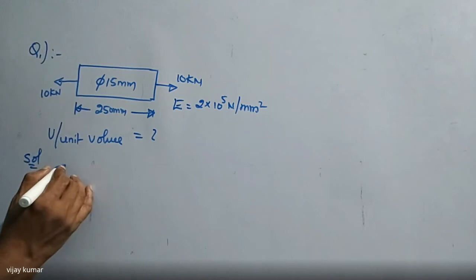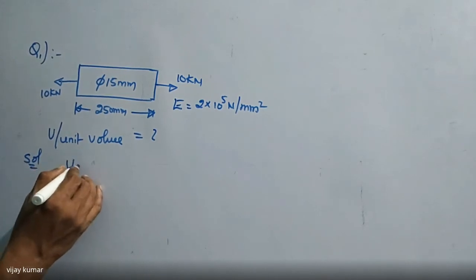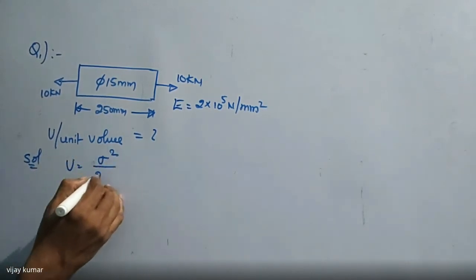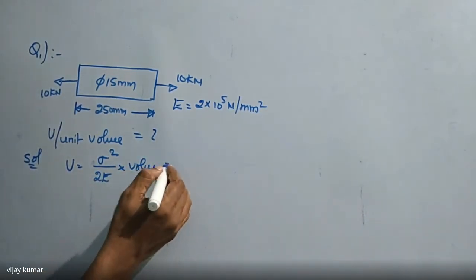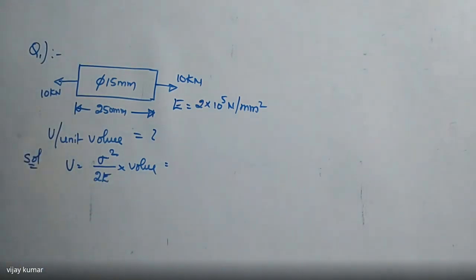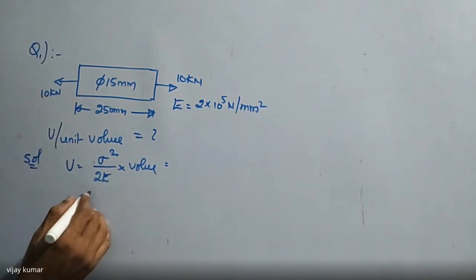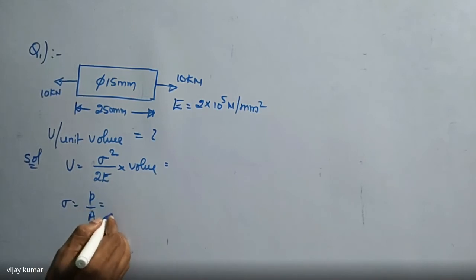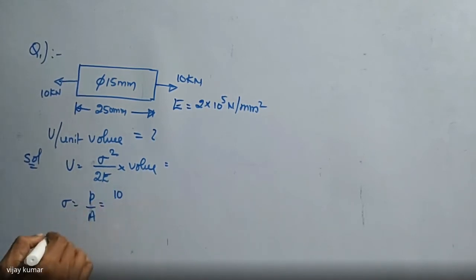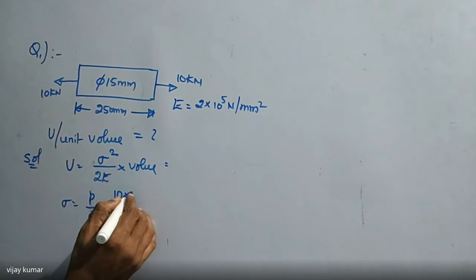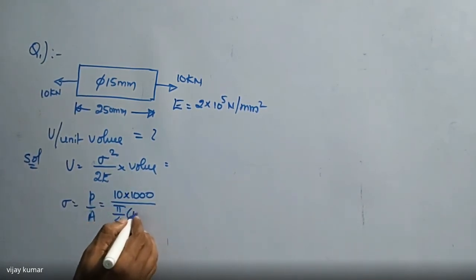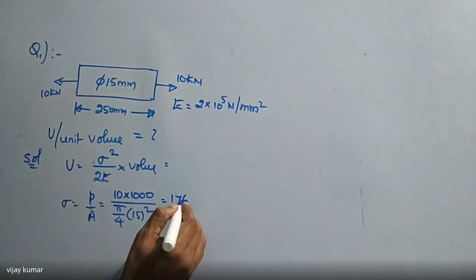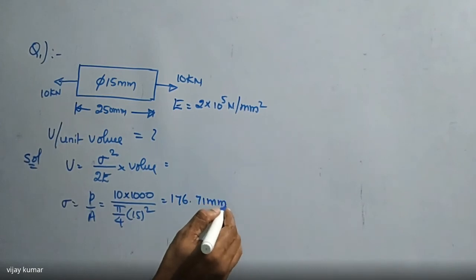So I'm writing here, strain energy is equal to sigma square divided by 2 times E into volume. All right. What is the stress value? Stress is equal to P by A. The load given is 10 kilonewtons, so into 1000, that is in terms of newtons. Area is nothing but pi by 4 into 15 square. Then I am getting the value of 176.71 mm square. Got my point?